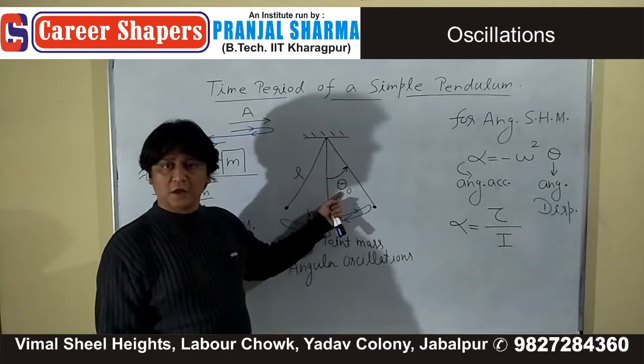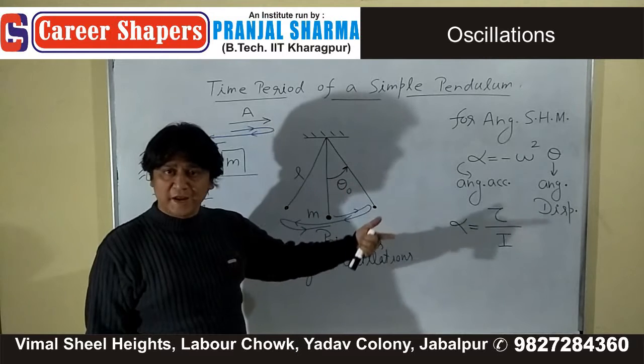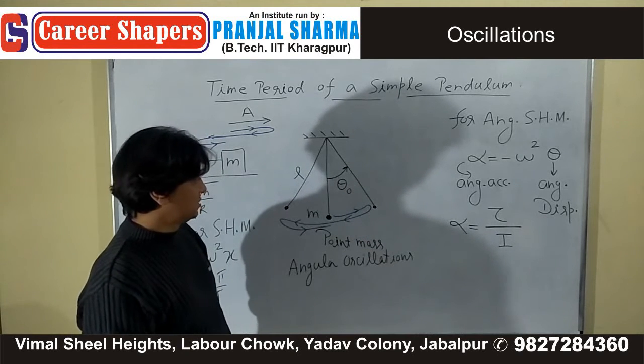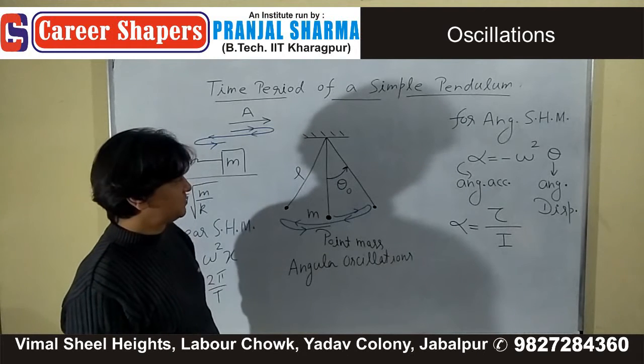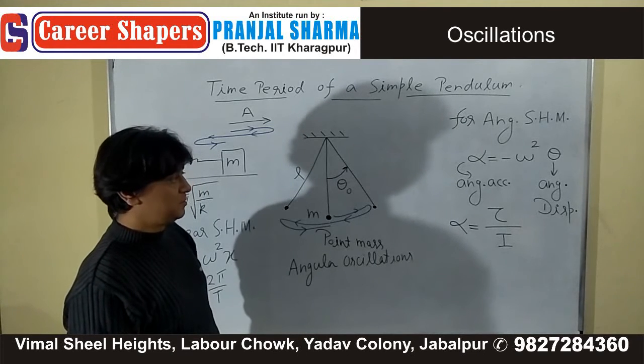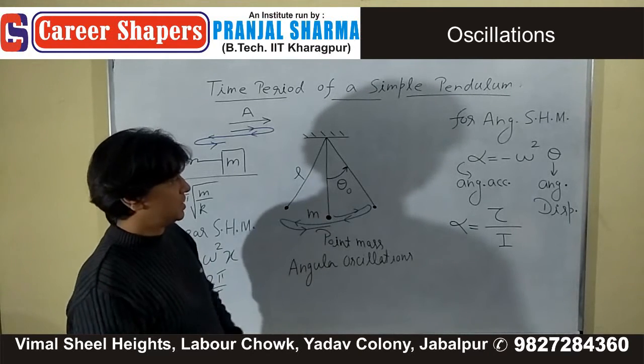Also write down what theta naught is. Theta naught is the maximum angular displacement from the mean position. That's the maximum.